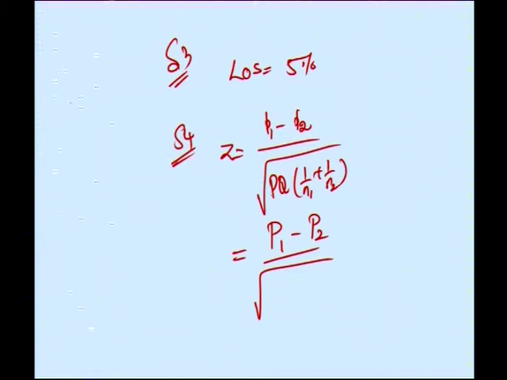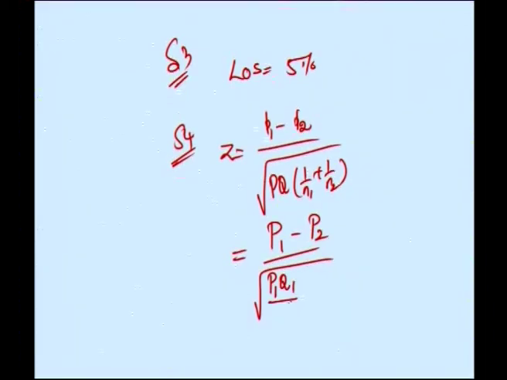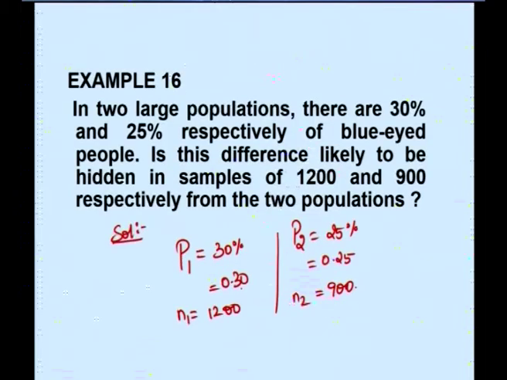divided by, and since P1 is equal to P2 is equal to P is not suitable here, therefore we have to write the formula as P1 Q1 by N1 plus P2 Q2 by N2, because capital P1 is not equal to capital P2. Capital P1 value you are having 0.30 and capital P2 is 0.25. Therefore, it cannot be taken as it is.